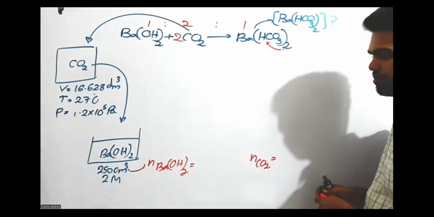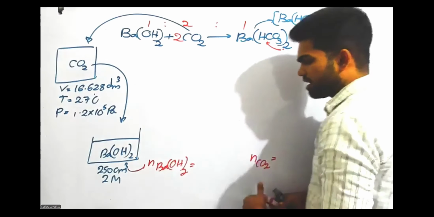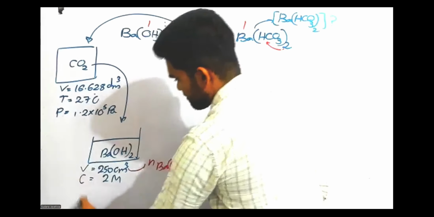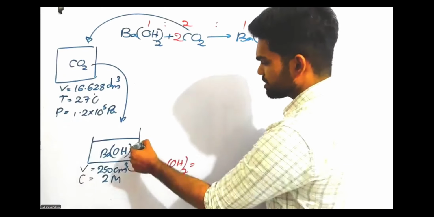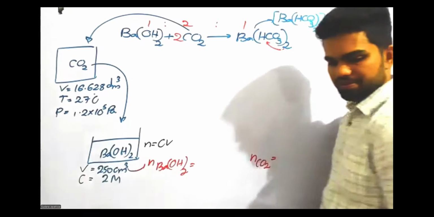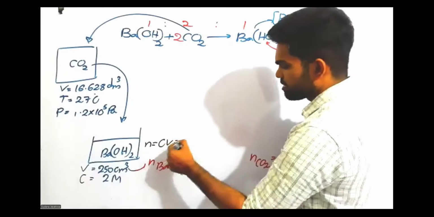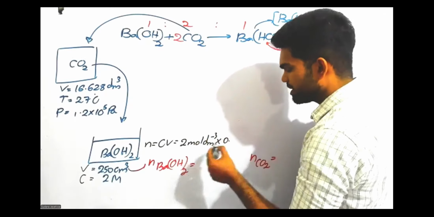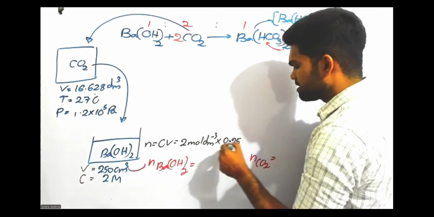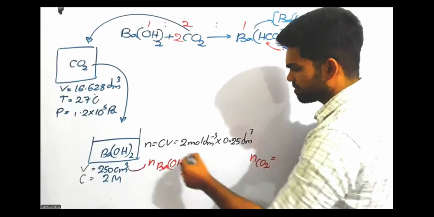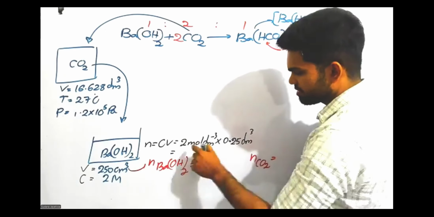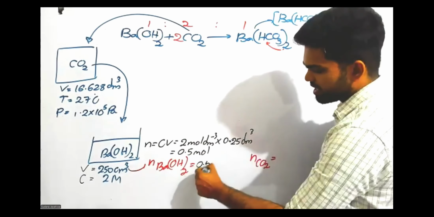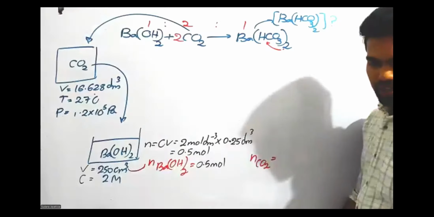So now let's find out the number of moles. So how do we find the moles of barium hydroxide? Look at the data they have given. We know the volume and we know the concentration. So we can find the moles using the n equals CV formula. Concentration times volume. So 2 mole per decimeter cube. Volume is 250 centimeter cube. That means if you put it into decimeter cube, 0.25 decimeter cube. So it's equal to 1/4. So it's going to be 0.5 moles. So barium hydroxide moles are going to be 0.5.